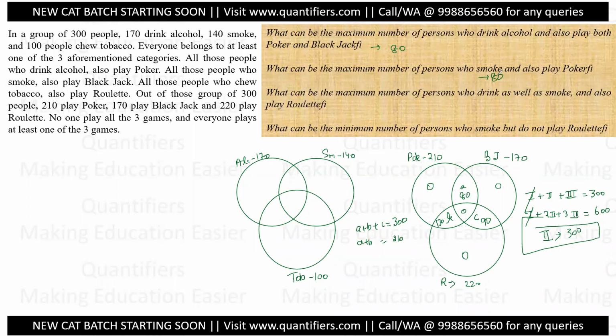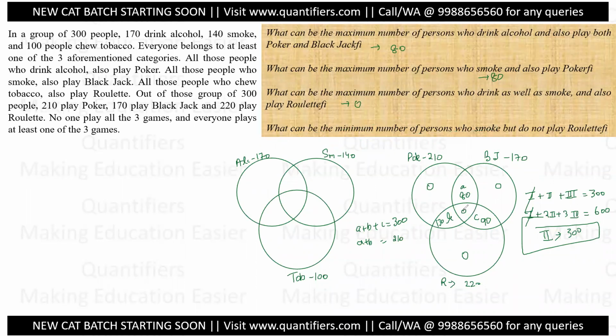Now, what is the answer of third one? Third one should be the easier one now. Very well, people. Zero is the answer. How is the answer zero? What is the maximum number of people who smoke and drink and play roulette? I know that the people who smoke are playing blackjack. I know the people who drink alcohol are playing poker. So these are the people who are drinking and smoking. They are in the category of poker and blackjack. Now I want these people who are playing poker and blackjack to be playing roulette also, right? Which means I need the people who are playing poker as well as blackjack as well as roulette. So those people are only zero.